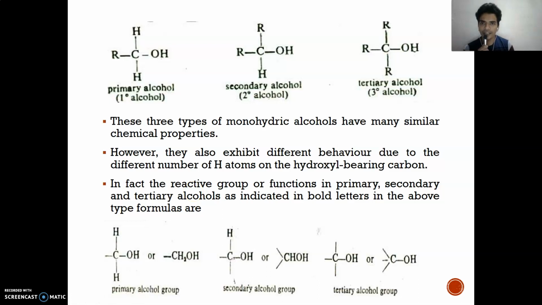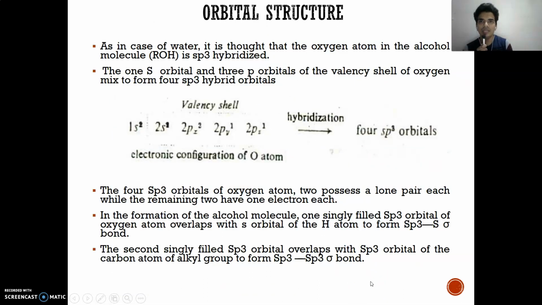In fact, the reactive or functional group in primary, secondary and tertiary alcohols is indicated in bold letters in the above formula. The primary alcoholic group is CH2OH. The secondary alcohol group is CHOH. The tertiary alcohol group is COH, not CHOH.